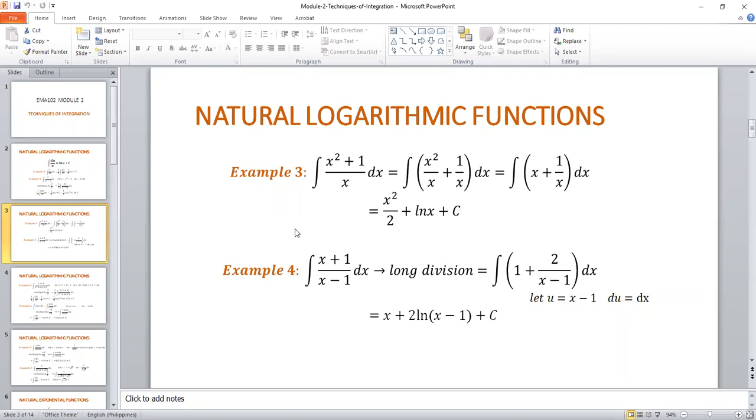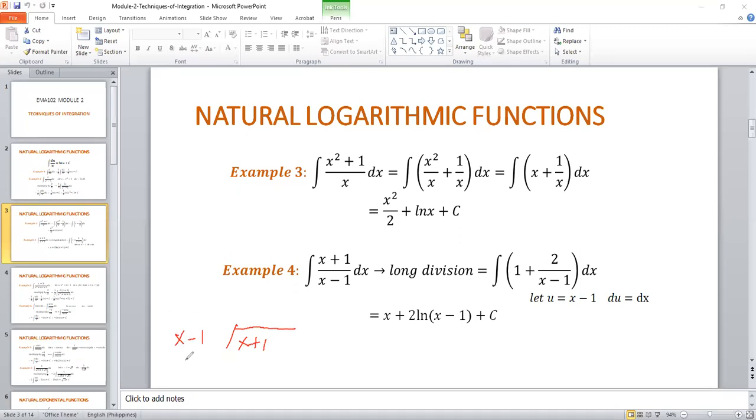The one in which the degree of the numerator and the denominator is equal is illustrated here in example 4. So your numerator is degree 1, your denominator is degree 1. So you have to resort to long division. What is long division? You just have to do division the way you did it when you were in elementary. So your x plus 1 will be divided by x minus 1. Arrange your variables from the variable having the highest exponent down, meaning decreasing in exponent.